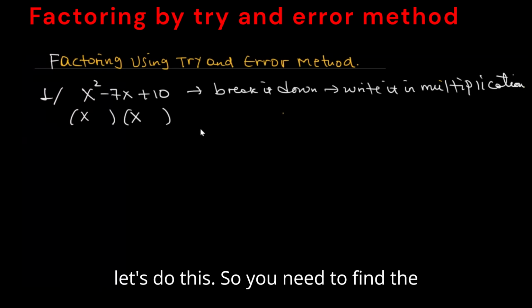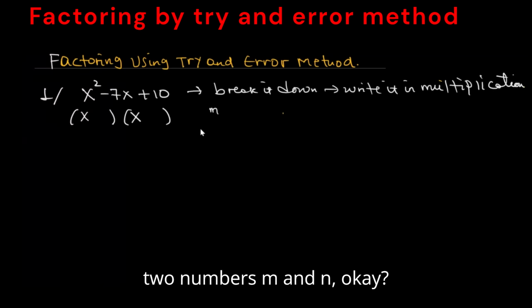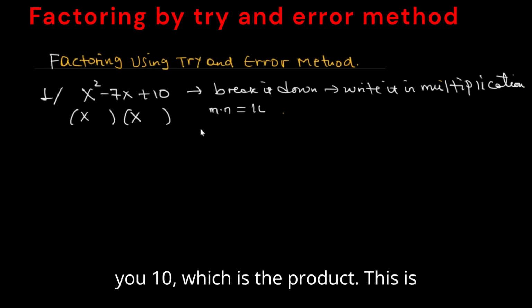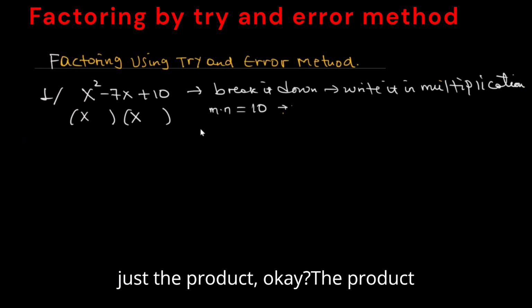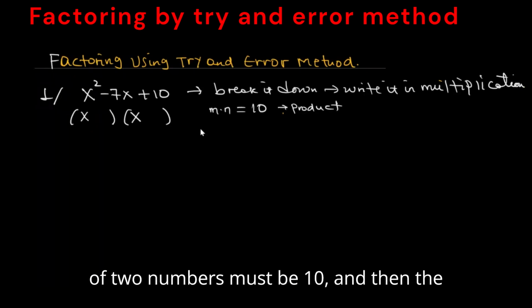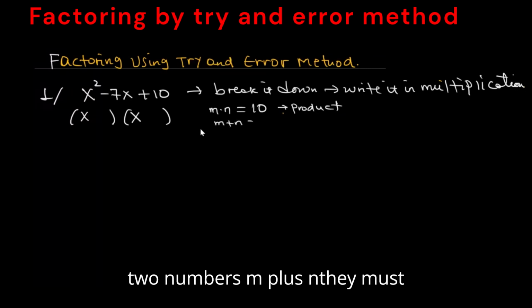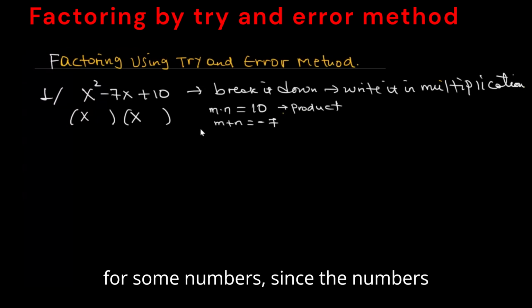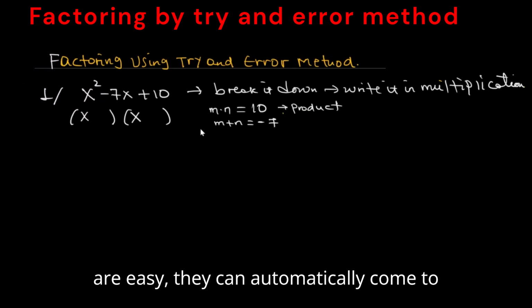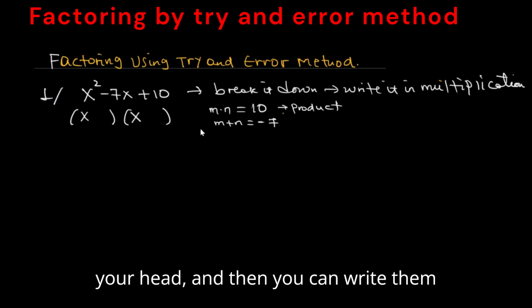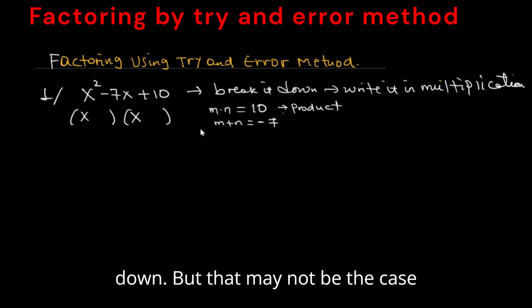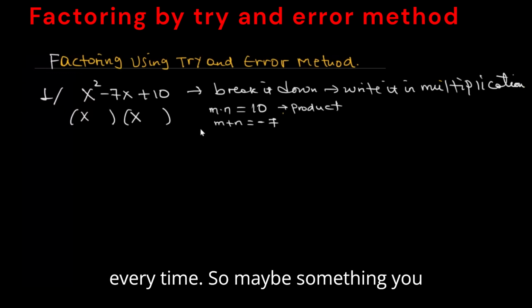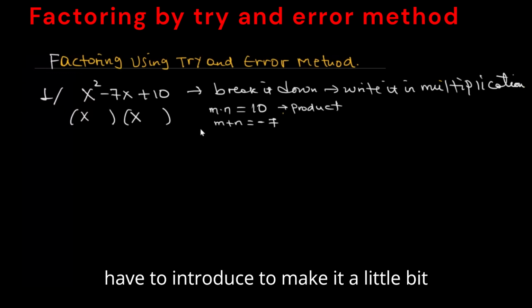Okay, let's do this. You need to find the 2 numbers m and n. When you multiply them, they have to give you 10, which is the product. The product of 2 numbers must be 10. And then the 2 numbers m plus n must give you -7. For some problems, since the numbers are easy, they can automatically come to your head and you can write them down. But that may not be the case every time. So maybe something you have to introduce to make it a little bit easier.